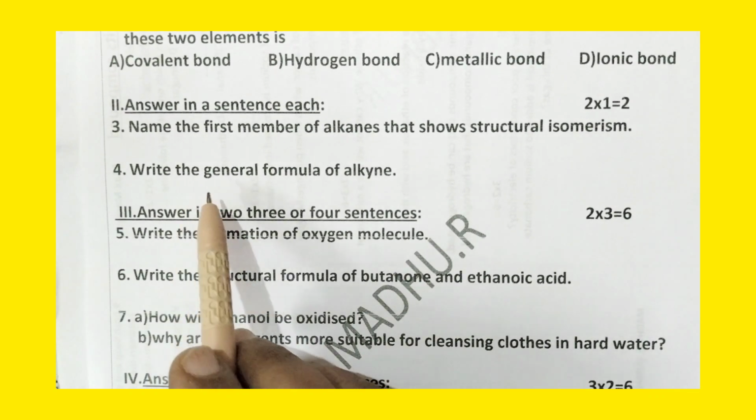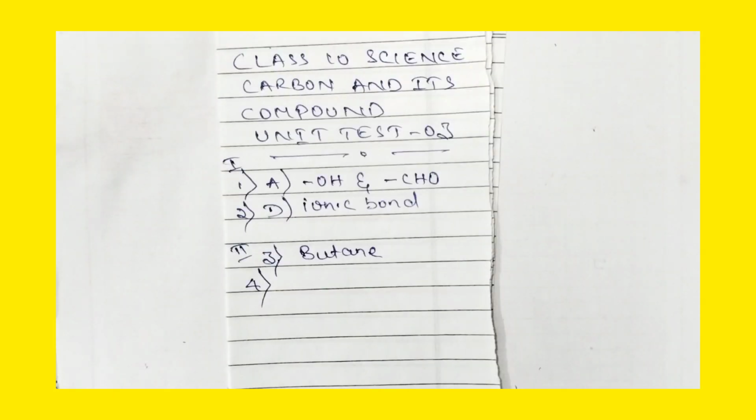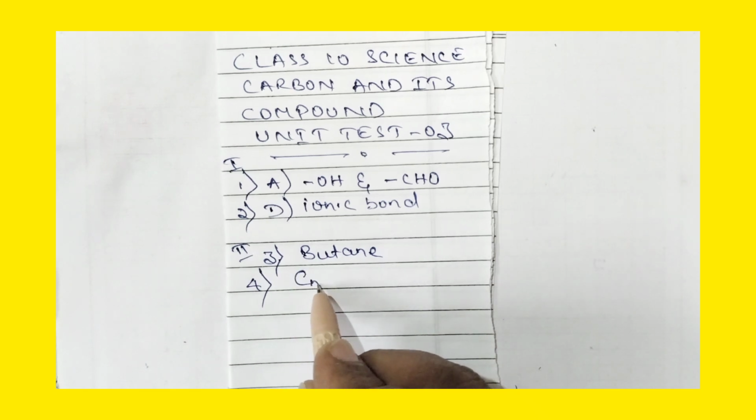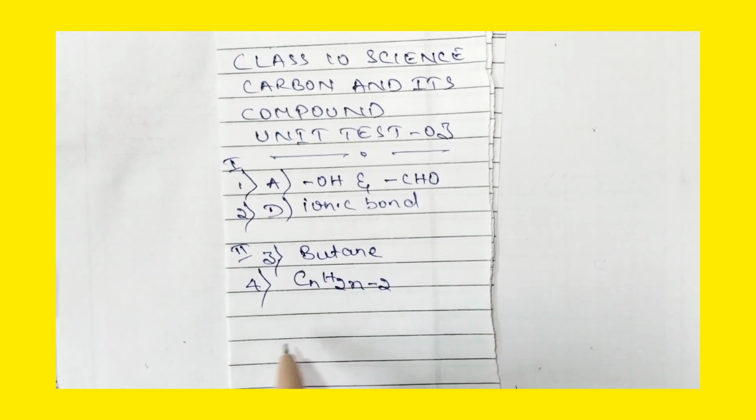Next, write the general formula of alkyne. The alkyne general formula, it ends with YNE. Therefore, the general formula is CnH2n minus 2.